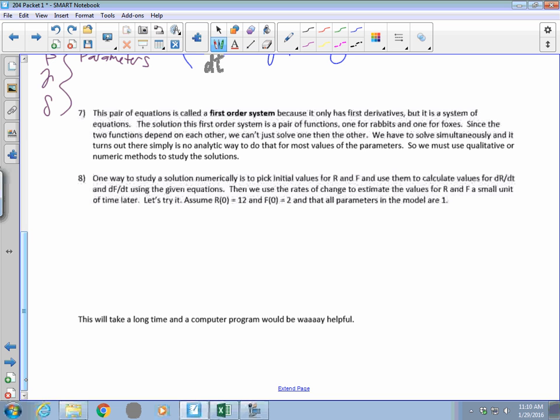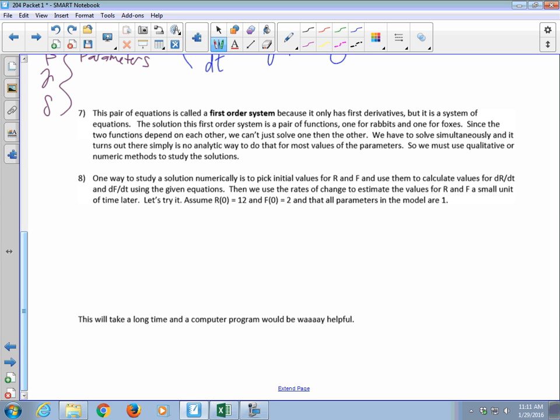We're going to start by doing a really simplistic version of a numerical method. Okay, so one way to study a solution numerically is to pick initial values for R and F, or study them in the field, get some initial values for R and F. And then you can use those values of R and F to calculate values of dr dt and df dt, so you know how fast the populations are changing at that initial value. And then you can use those rates of change to estimate the values for R and F some small unit of time later. So we'll try it.